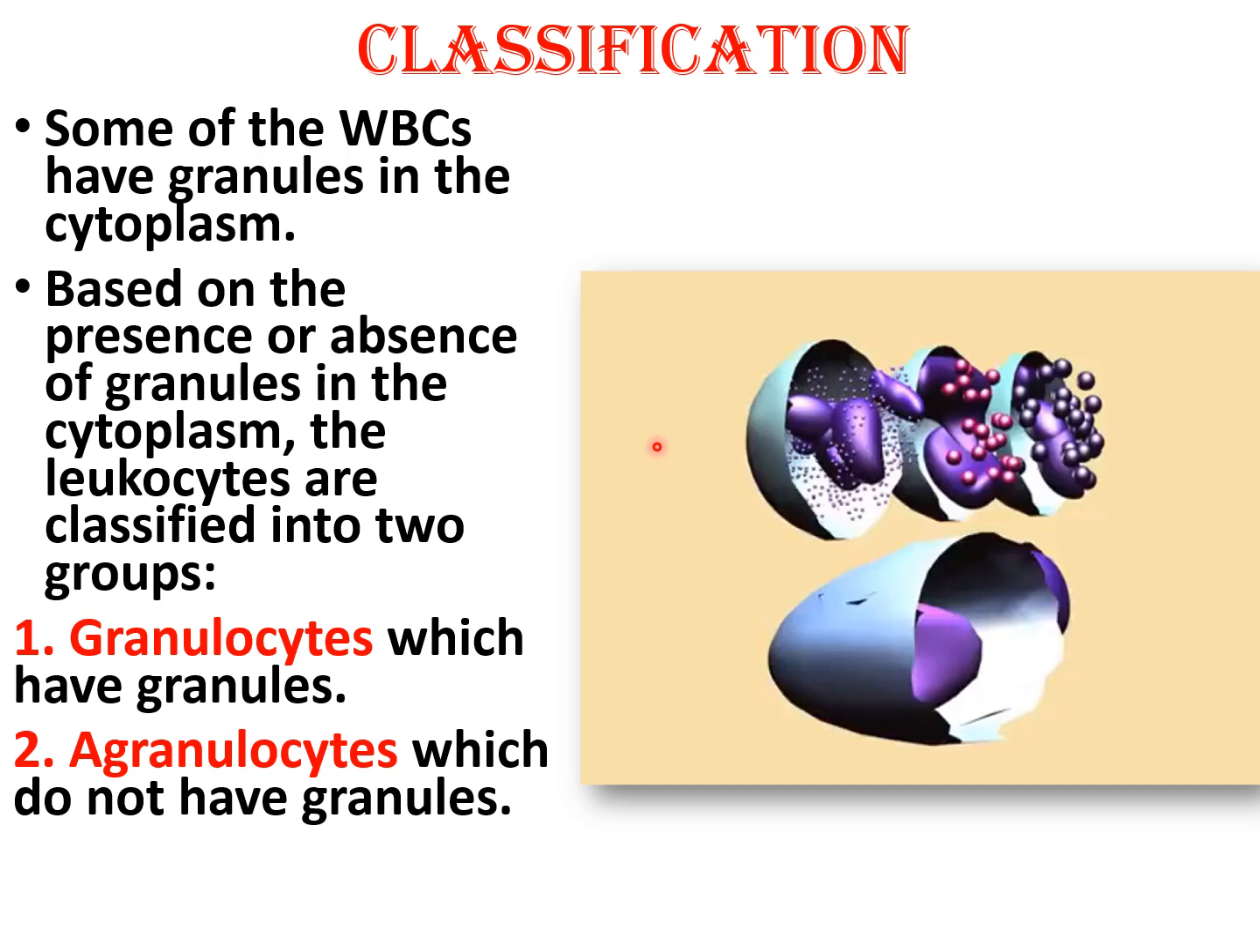Now the classification of WBC. Some of the WBC have granules in the cytoplasm. Based on the presence or absence of granules in the cytoplasm, the leukocytes are classified into two groups: granulocytes, which have granules, and agranulocytes, which do not have granules.